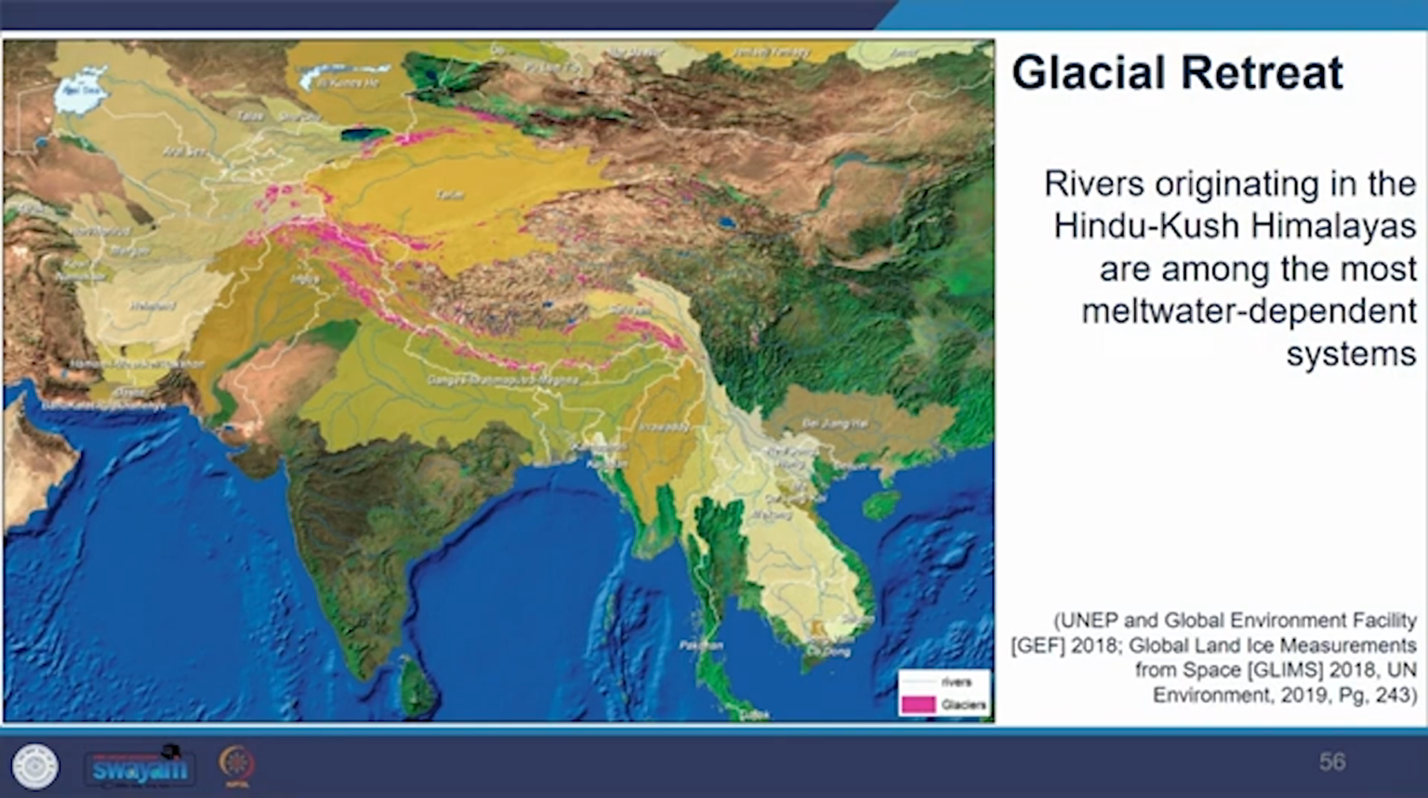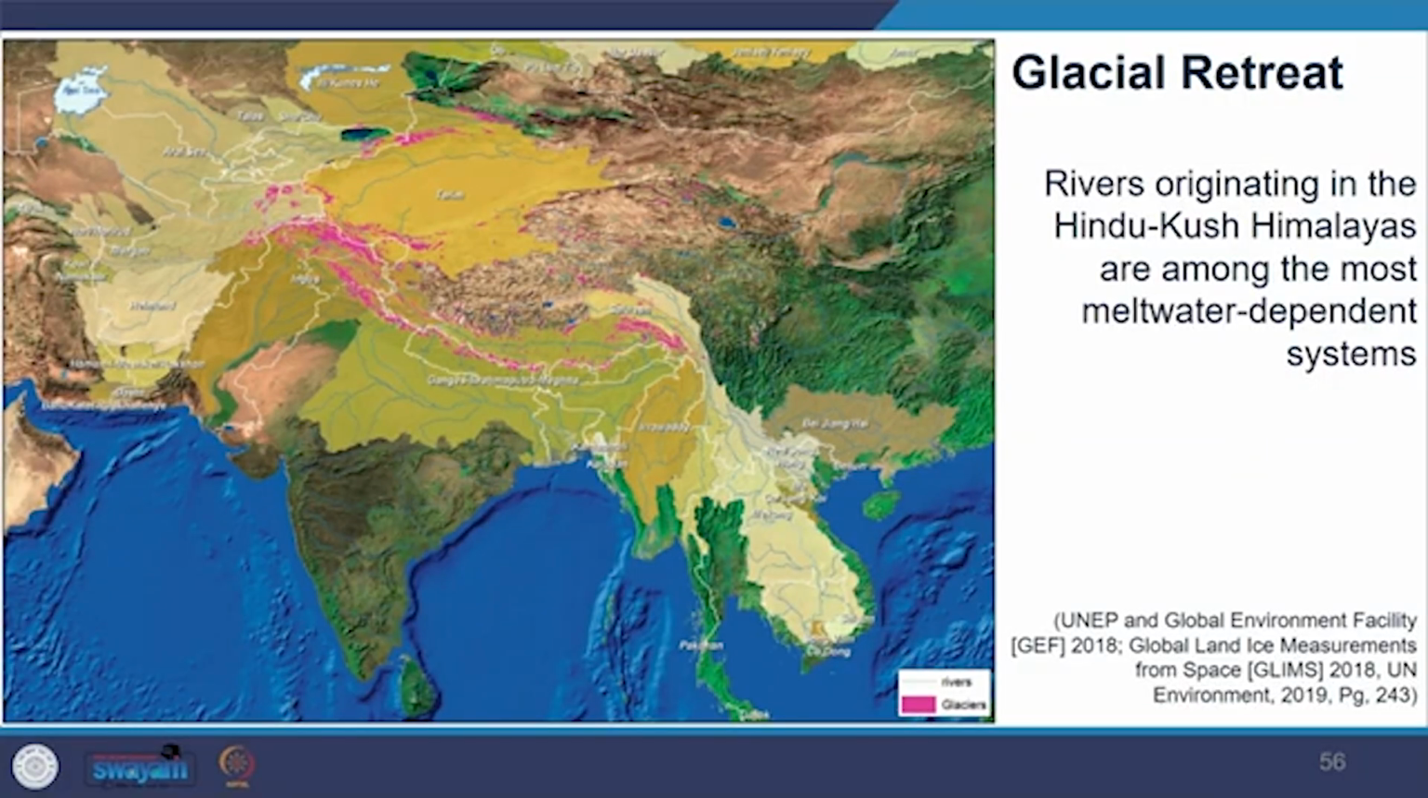melting water from 10 river systems such as Amu Darya, Brahmaputra, Ganga, Indus, Irrawaddy, and so on. You can see here, as shown in blue lines, the rivers and the glaciers shown in pink polygons. You can see how this river system and the glaciers provide water for us. Hindu Kush Himalayas provides water to 20% of the world's population. It's a huge proportion that we are looking at here.